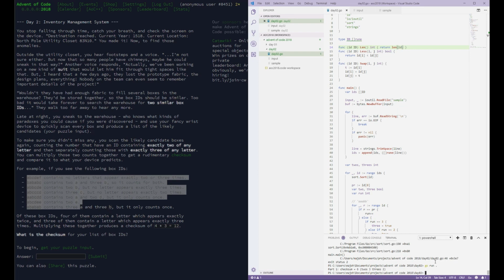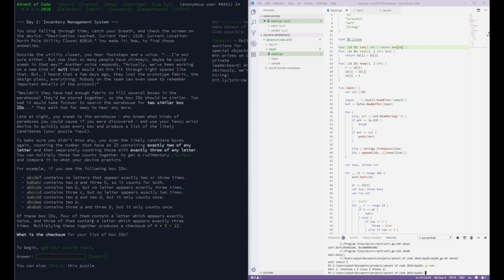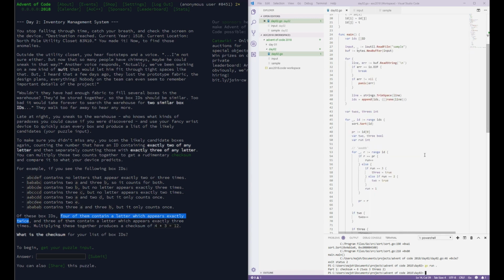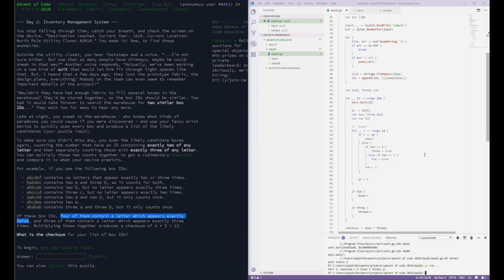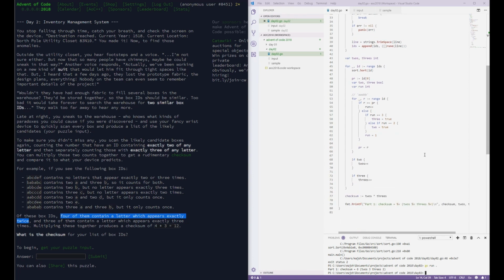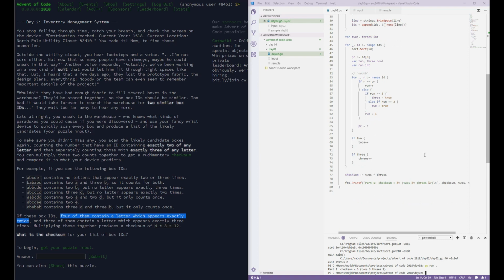Okay, so this is not matching up. 4 of them contain a letter which appears exactly twice. I am saying that 3 of them do that. And 3 of them contain 3, so those 2 are swapped around. If 2, 2, if 3, 2 3s.